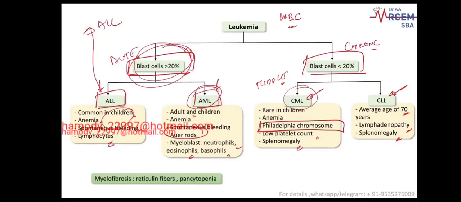So that's how you will be differentiating. The first differentiating factor is the blast cells. The next differentiating factor depends on the age and the special things you will be looking for.